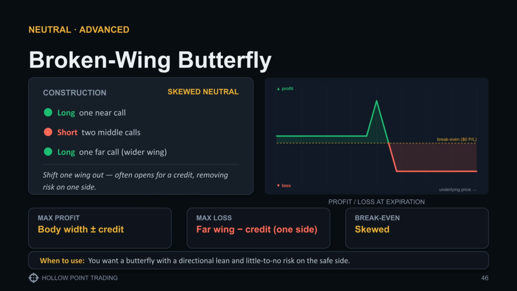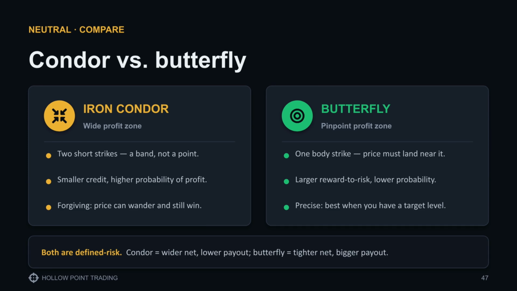This video covers the broken wing butterfly. This strategy is skewed neutral and involves longing a near call, shorting two middle calls, and longing a far call with a wider wing. Shifting one wing out often opens the position for a credit, which removes risk on one side of the trade.